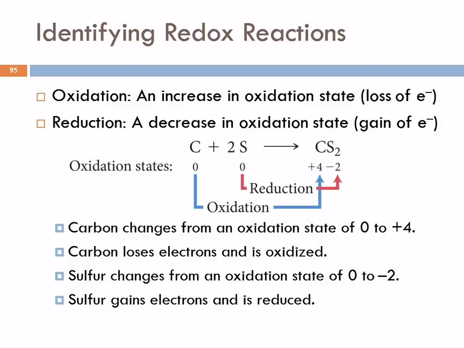Any questions? If there's oxidation, there has to be reduction. If something is losing electrons or losing electron density, something else has to be gaining electrons or gaining electron density. They always go together.